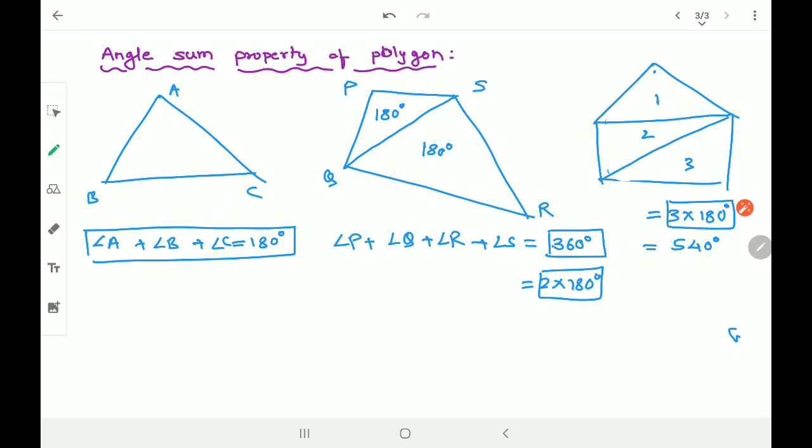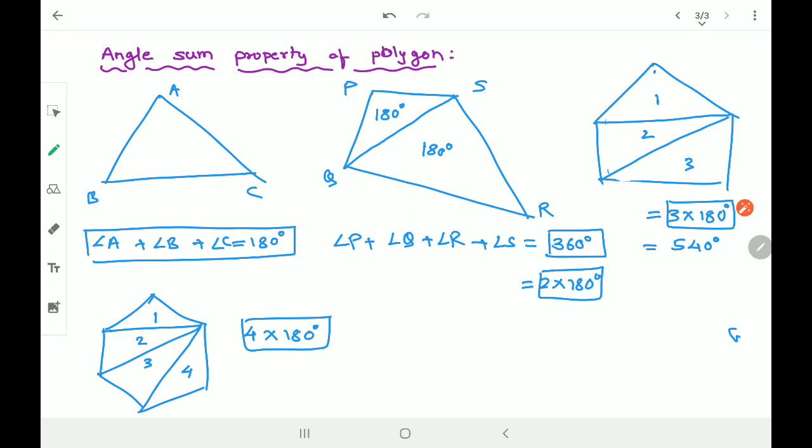Okay? So similarly, if you have n number of sides, any number of sides, now imagine a hexagon, it is 6 sides. So into how many triangles can this be converted? 1, 2, 3 and 4. So it is going to be 4 into 180. Right? So this is how we have the property.